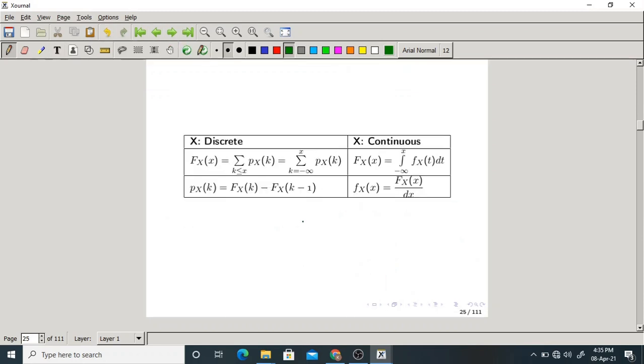Now this is a table which illustrates the relation between PDF and CDF of a discrete as well as continuous type of random variable. If x is discrete, what is CDF? That is summation of PMF. Not PDF, we call it PMF. Sorry.